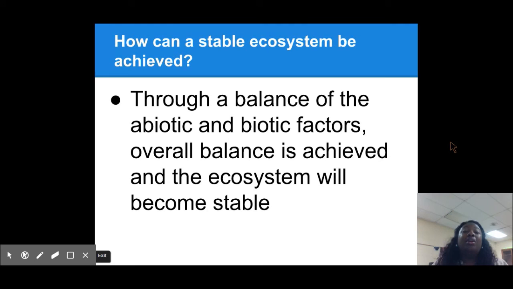So how can we stabilize? How can we come together to stabilize the ecosystem? If we balance abiotic and biotic factors, the overall balance is achieved and the ecosystem can become stable. There has to be a common ground somewhere so it can be completely stable and we can live in a better environment.